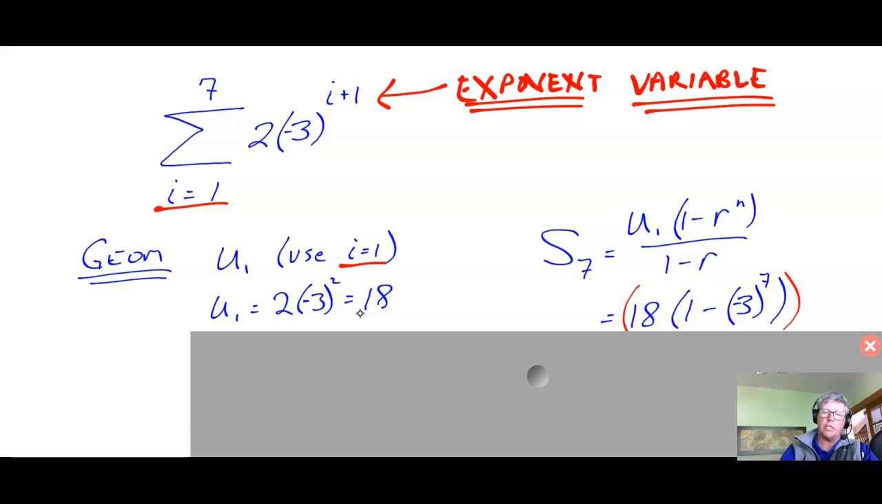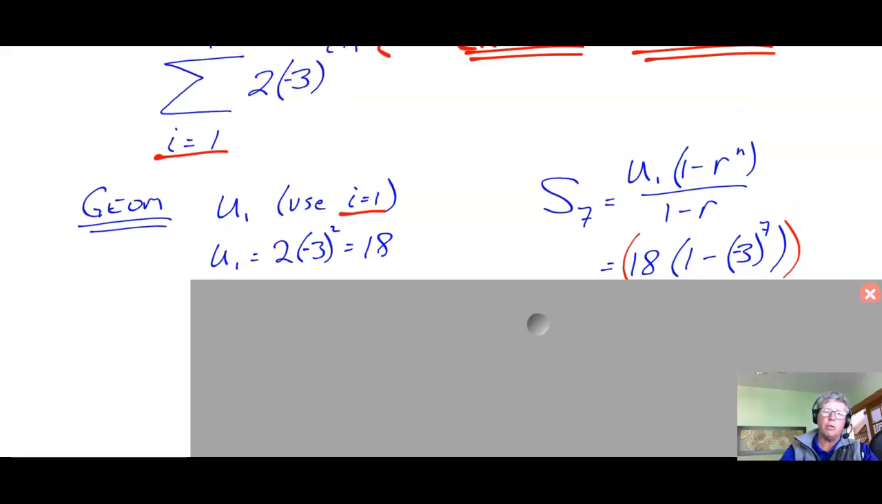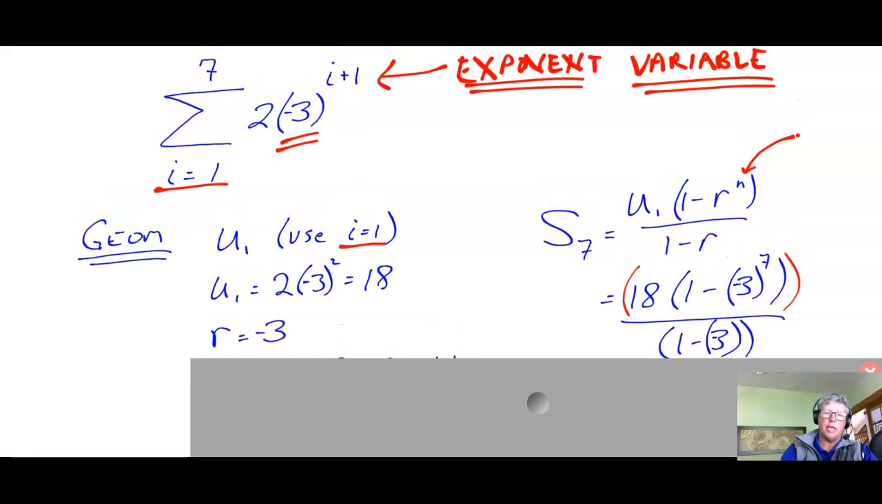We need to know the constant ratio. Well, the constant ratio will always be what is being taken to the exponent. So in this case, it is -3. Okay, now I'm going to show you something else. We need to know the number of terms for this formula. When you're given sigma notation, it is very easy to say it's the top term. And usually it is. When this starts at 1, it always is.